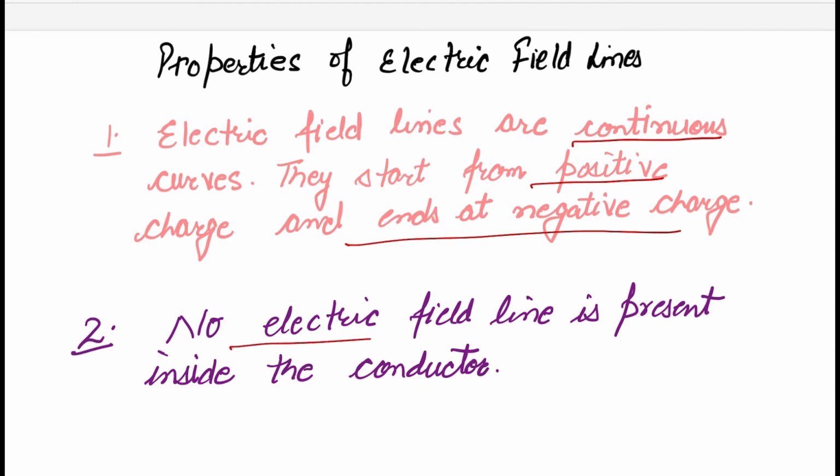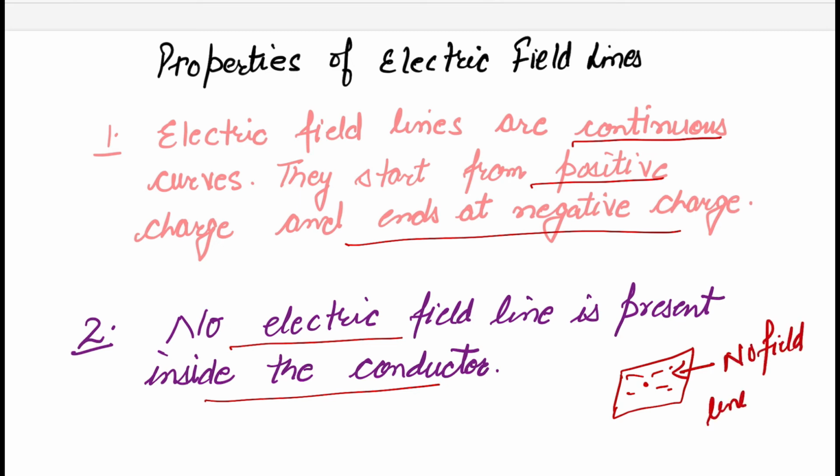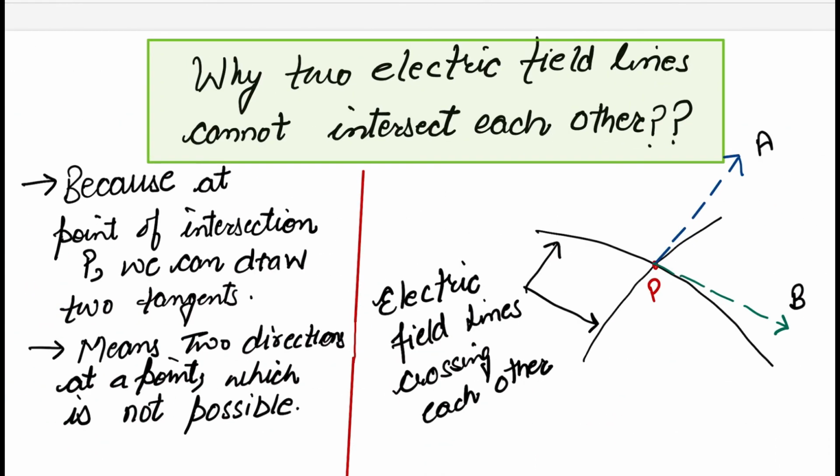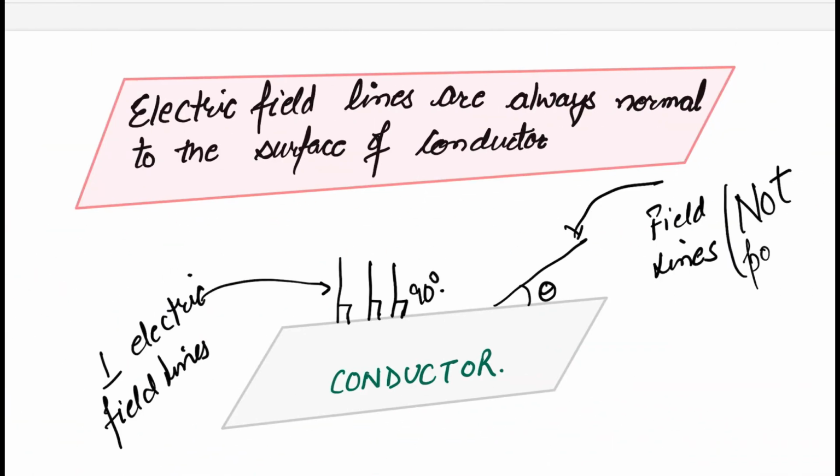Next, no electric field line is present inside a conductor. If you have a conductor, then inside this conductor no field line is present, and field lines are perpendicular to the conductor. If you have any conductor and a field line on it, then it will make an angle of 90 degrees on the surface of the conductor.